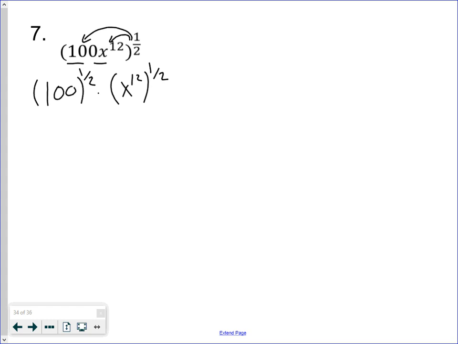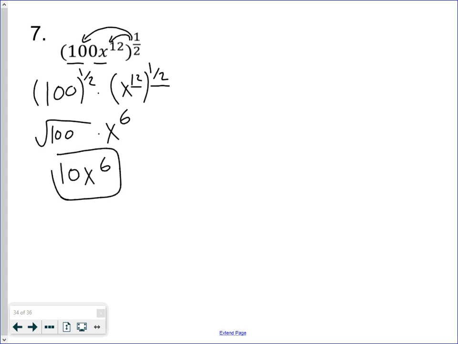100 to the 1/2 is the same thing as the square root of 100. And for x to the 12 raised to the 1/2, we can give a power to another power, and that's one of our property rules. So you have a power to another power, you multiply them together. So we have 12 times 1/2, which is 6. 12 times 1/2 is just going to give us 6, so we have x to the 6th. And the square root of 100 is 10. So our answer is 10x to the 6th.